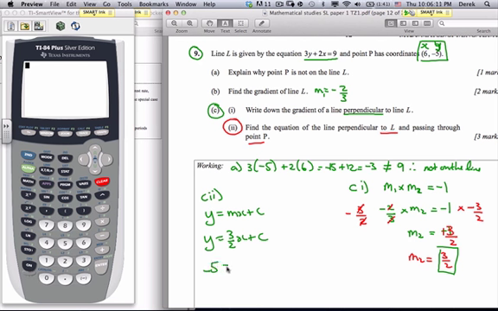Minus 5 is equal to 3 over 2 times 6 plus c, so the 2 goes into the 6 3 times, and 3 times 3 is 9, so that becomes 9 plus c. I take the 9 over to the other side and it becomes -9, so c is equal to -14. So my equation is y is equal to 3 over 2 x minus 14.